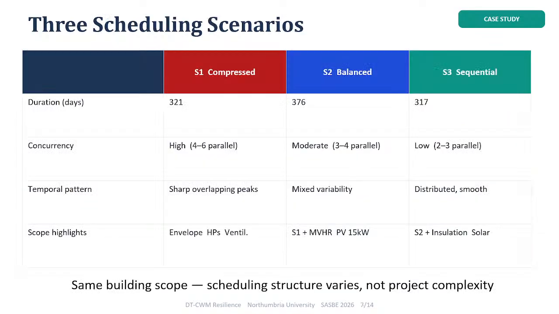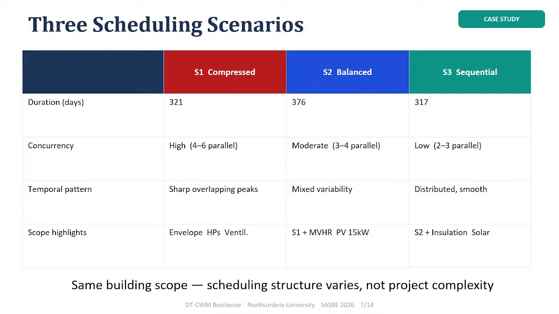Here we can see the 3 scenarios we applied with different renovation scopes. The first scope covers the envelope, the heat pumps, and the ventilation system. The second scope adds mechanical ventilation with heat recovery. And the third scope builds on the second scope with insulation and solar.